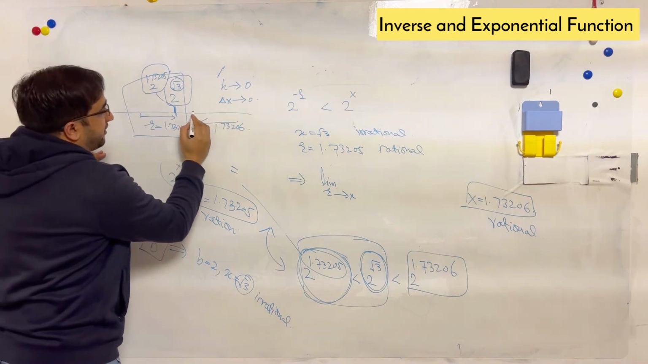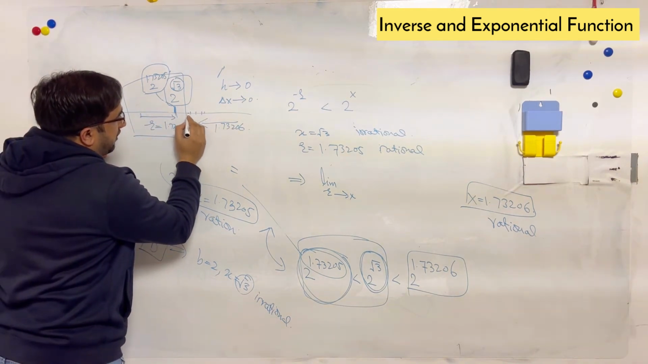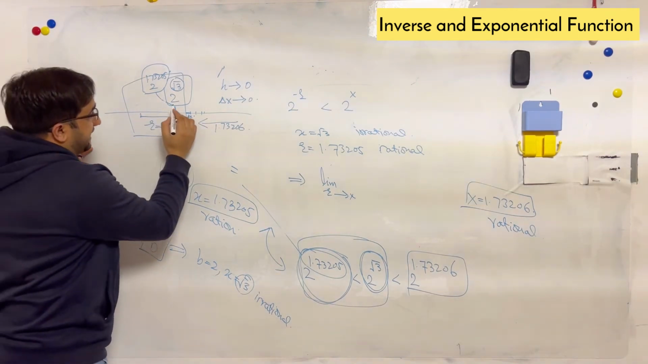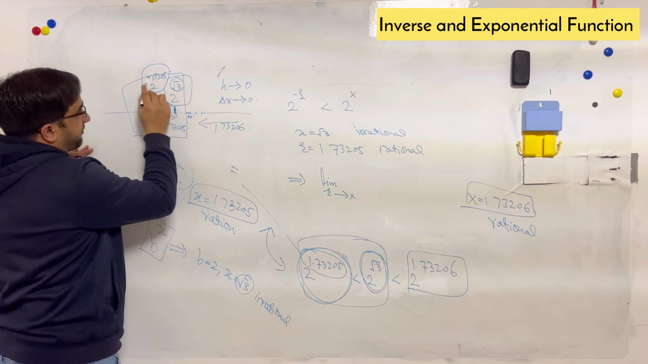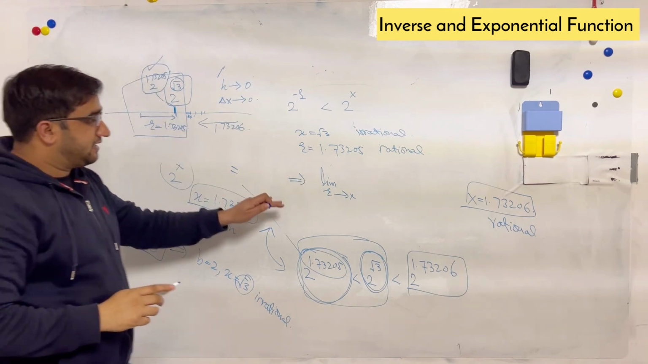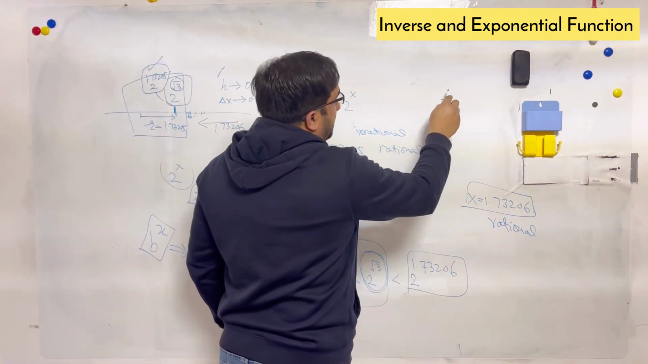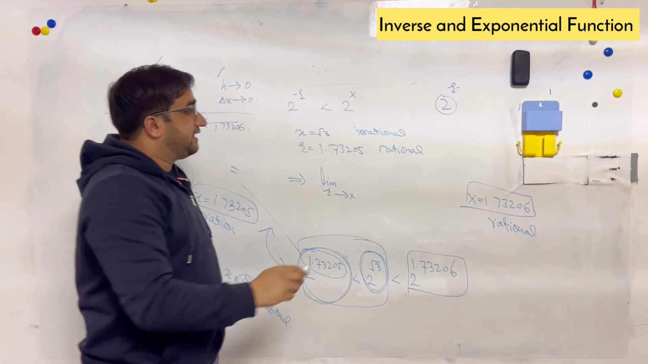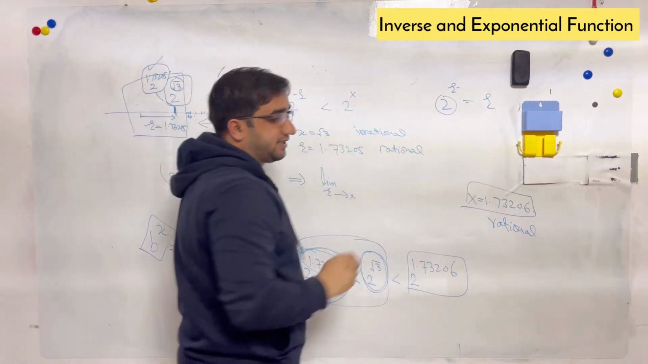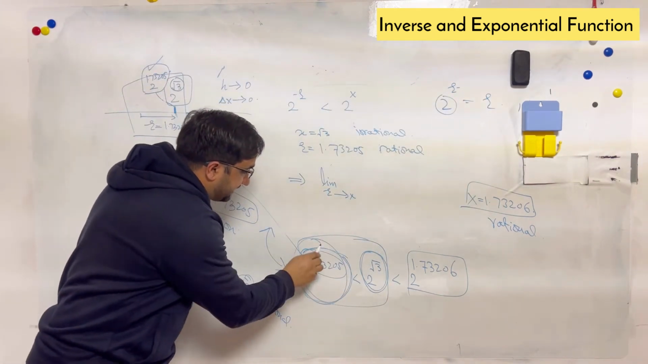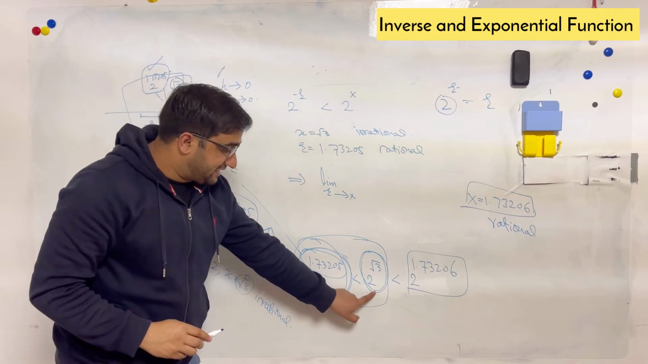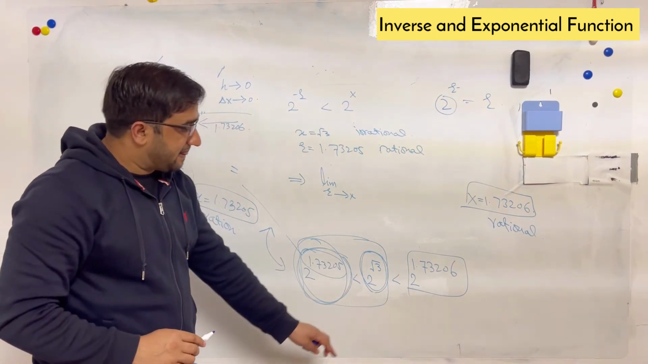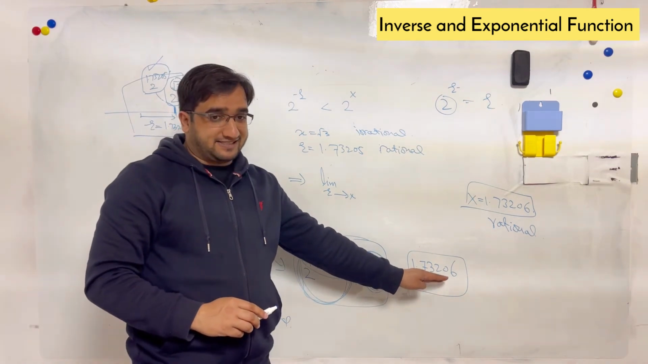Remember, all these steps are called delta x. I have found a number which is rational. This number is rational because 2 is a rational number, and a rational number raised to a rational power is rational. So the number on the left is rational, the one in the middle is irrational because the power is irrational, and the one on the right is again rational.